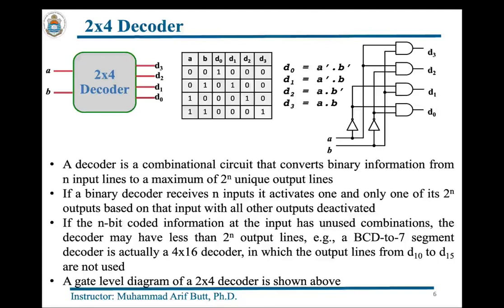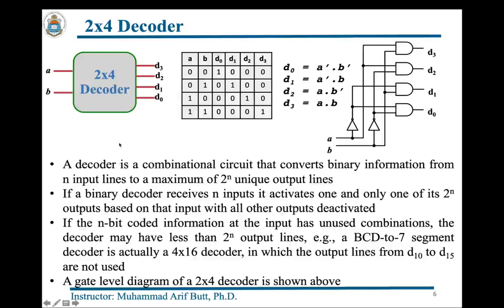Well, my dear students, a decoder is a combinational circuit that converts binary information from n input lines to a maximum of 2 power n unique output lines. If a binary decoder receives n inputs, it activates one and only one of its 2 power n outputs based on that input, and with all other outputs deactivated.